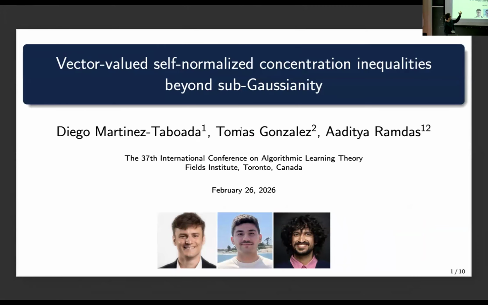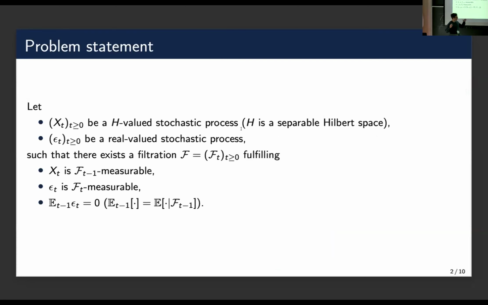Okay, so I'm going to be talking about vector-valued self-normalized concentration inequalities beyond sub-Gaussianity. I know everyone's extremely happy to hear about concentration inequalities before lunch. For that, let me go ahead and tell you the problem statement before I give you some motivation.